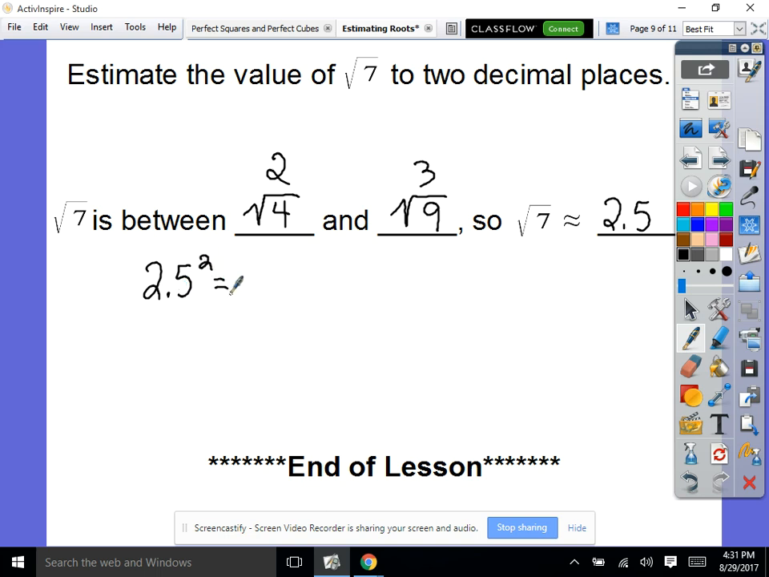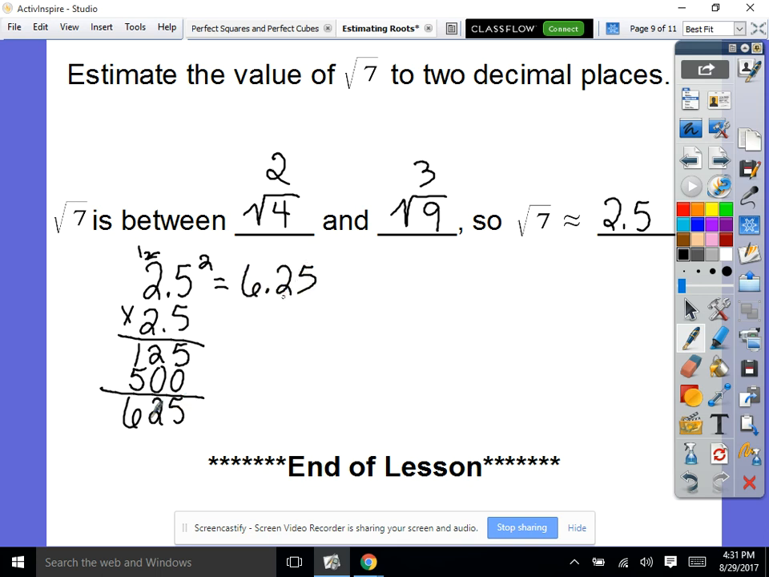squared. And we're going to have to do this because we don't know 25 times 25. So 5 times 5 is 25. Carry your 2. 5 times 2 is 10 plus 2 is 12. We bring down a 0. 2 times 5 is 10. Carry your 1. 2 times 2 is 4 plus 1 is 5. So 2.5 squared is equal to 6.25.